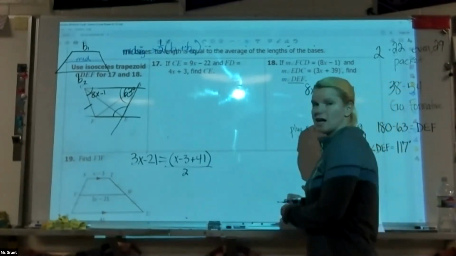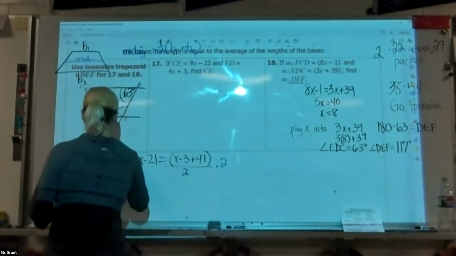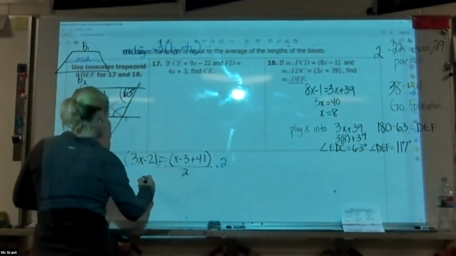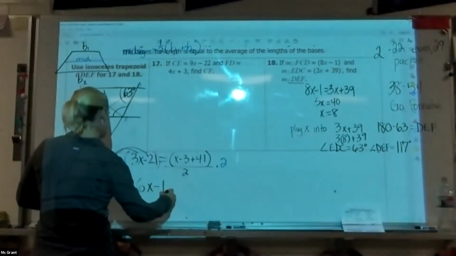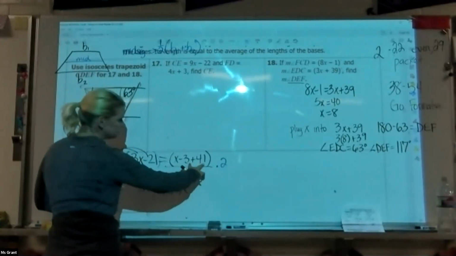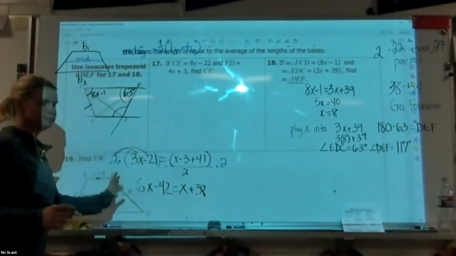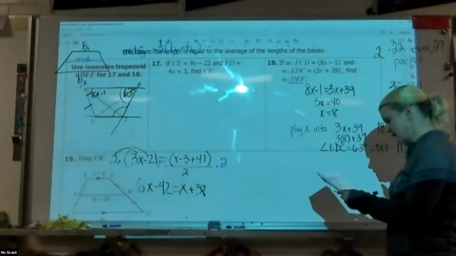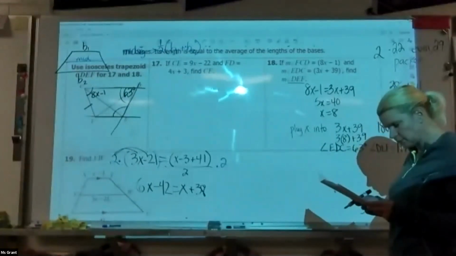I think that if you're stuck, the easiest thing to do would be to multiply by 2 on both sides first. Because then 6x minus 42 equals x plus 38. And you can go from there. Did I do that right? Yeah, I did.